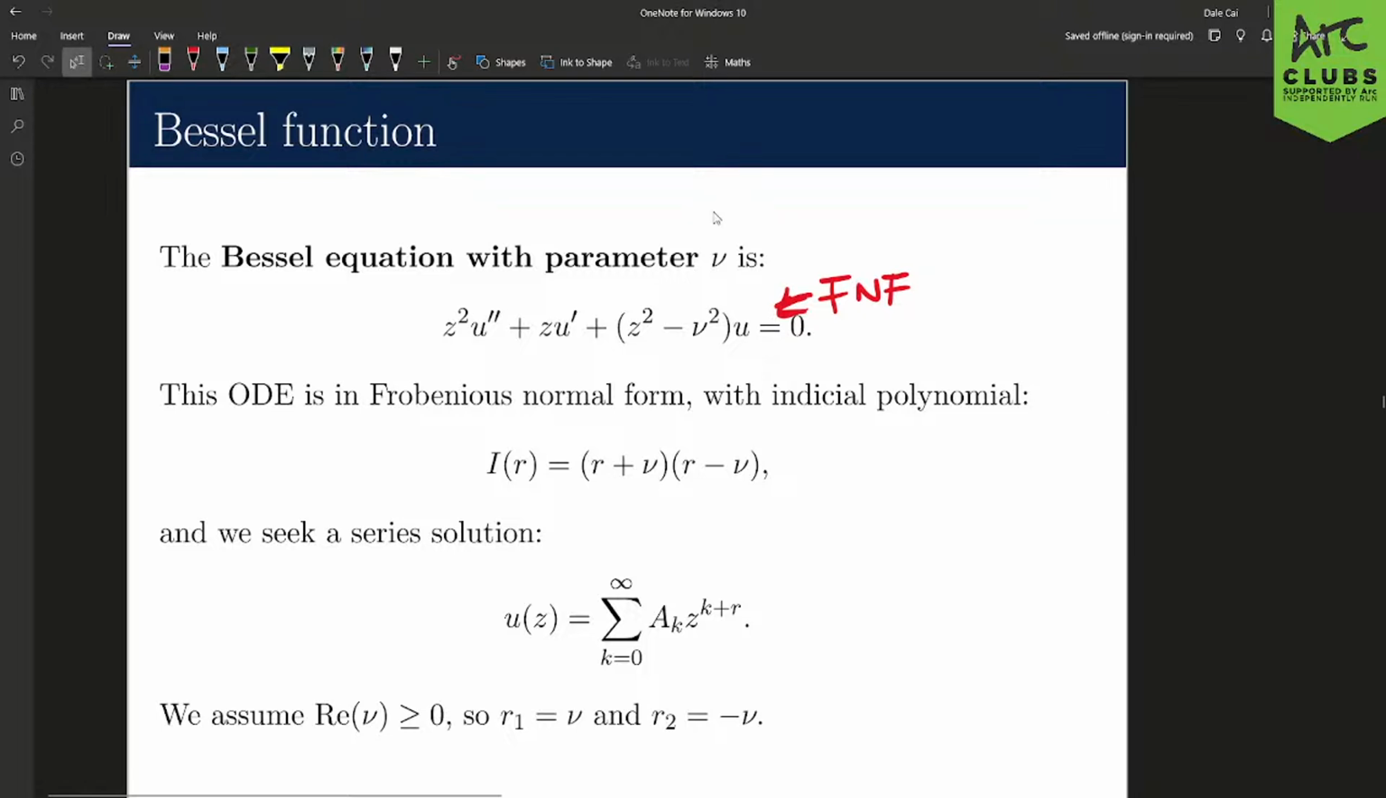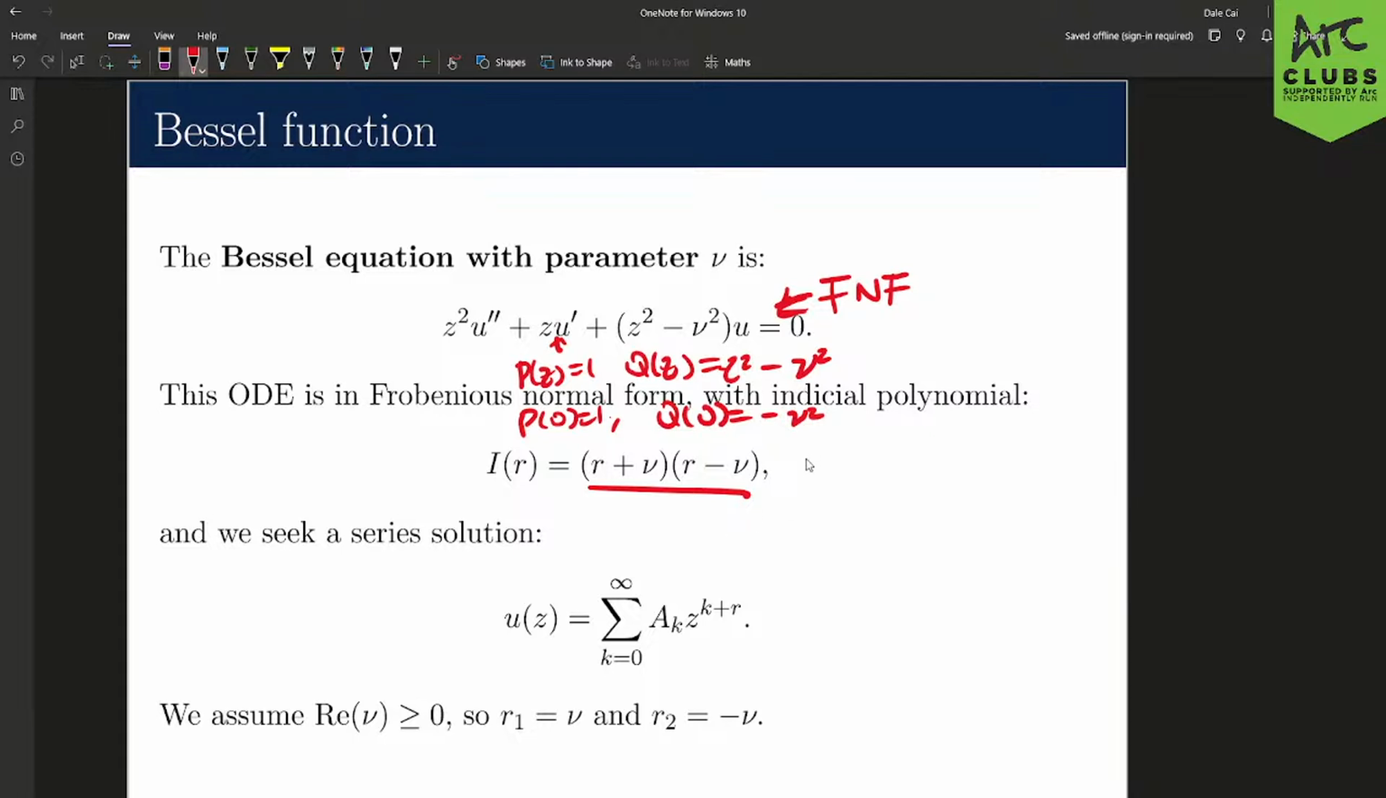If you find the indicial equation, here p of z is 1. Q of z is z squared minus nu squared. P of 0 is 1 and Q of 0 is minus nu squared. So if you calculate the indicial equation, it will end up being this, obviously with solutions plus or minus nu.